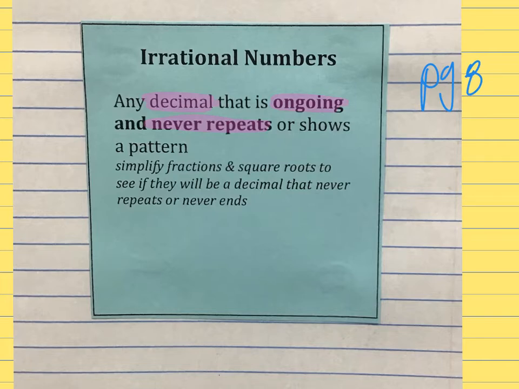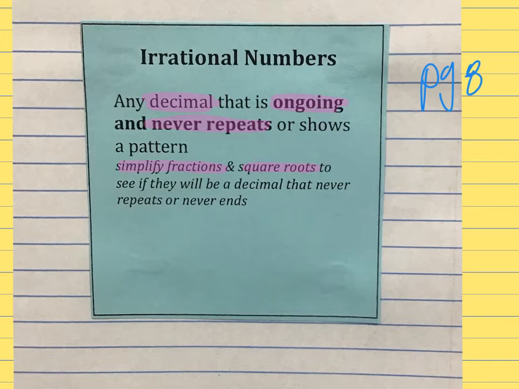So if you have a fraction, you want to turn it into a decimal. This is what this is saying. Simplify your fractions or square roots, and then see if it's going to be a decimal that's ongoing or a decimal that doesn't show some type of pattern. Most of the time, this is going to be square roots, but there are some fractions that when you simplify them, they do not show a pattern.